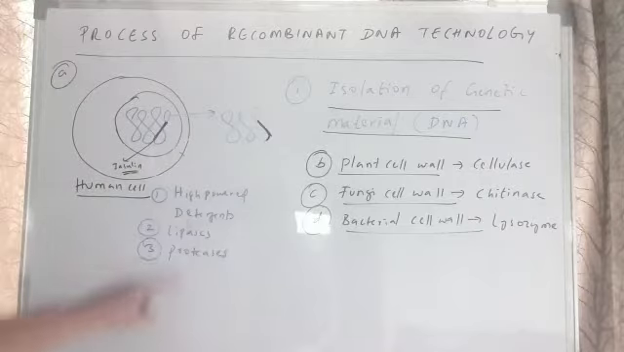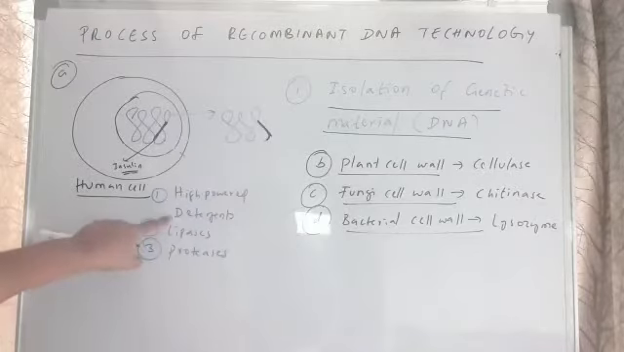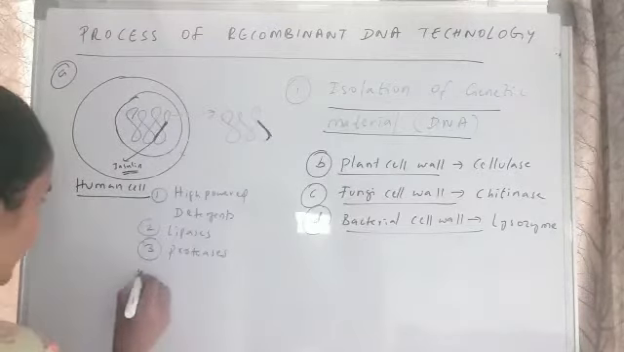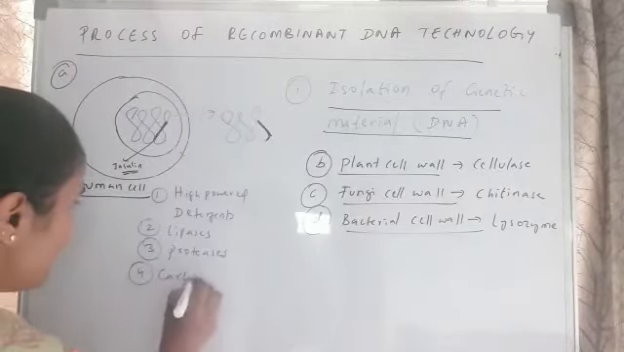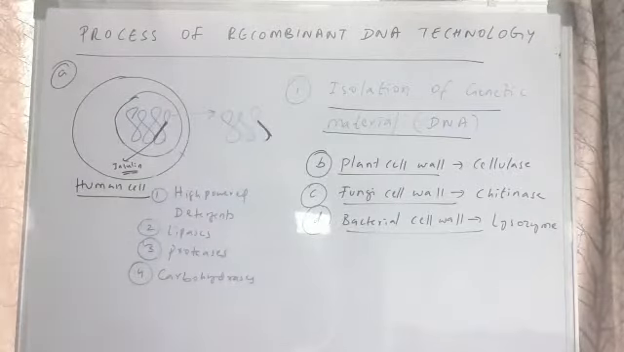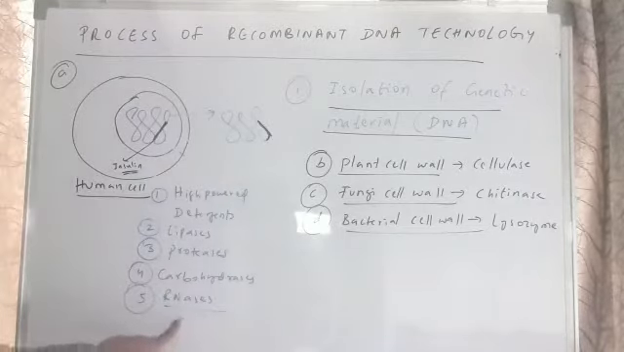That is why, to break the membranes, we use high powered detergents like sodium dodecyl sulfate. Not only these, we also add lipases, proteases, and carbohydrases, which break carbohydrates. Next we will be adding RNases. RNases are the enzymes which break RNA.